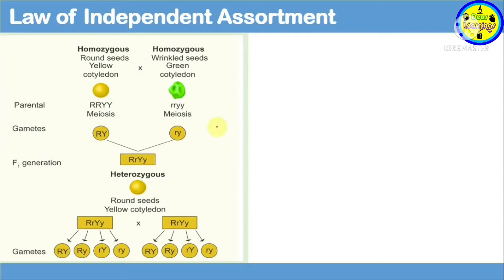So let's take an example here. Here it is given that we have a homozygous round seed, yellow cotyledon and wrinkled seeds, green cotyledon. Round is dominant, yellow is dominant. They are two characters. Similarly, wrinkled is recessive and green is recessive. These are also two recessive characters.